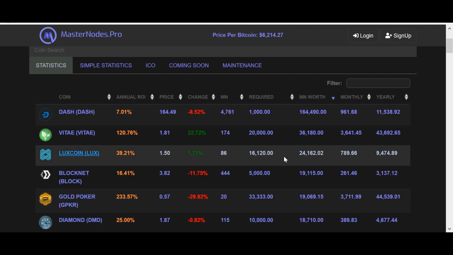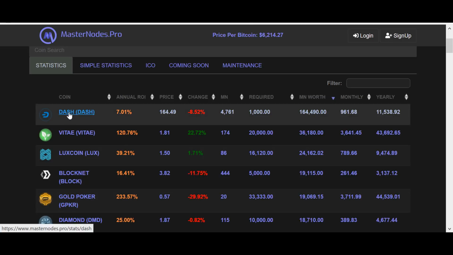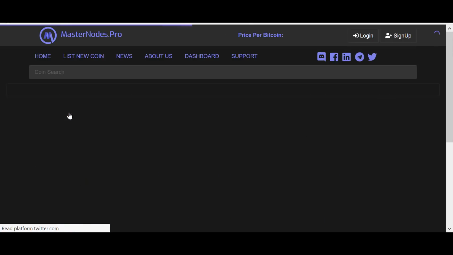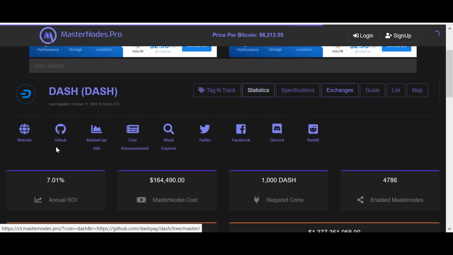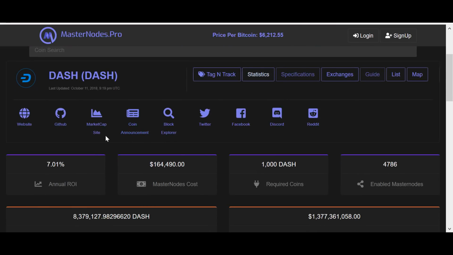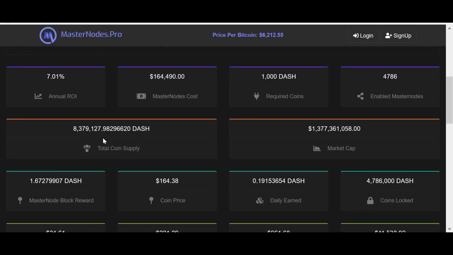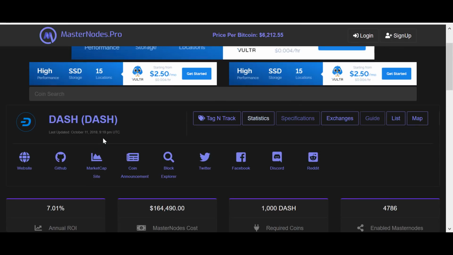One of the great things about websites like this, by the way, is you can come here and pull the coin up, and you can get a lot of information about it. You can find out about announcements. You can follow them on Twitter, Facebook, Discord, Reddit. That's good. You can go check out their GitHub, their website. So it's a good place to get all the info in one space.